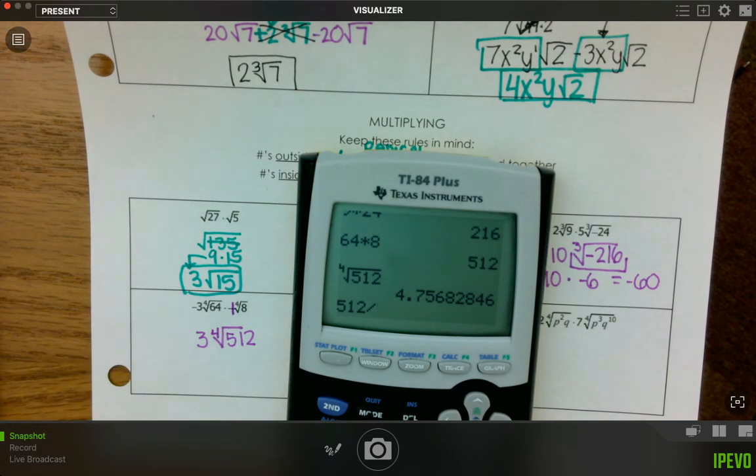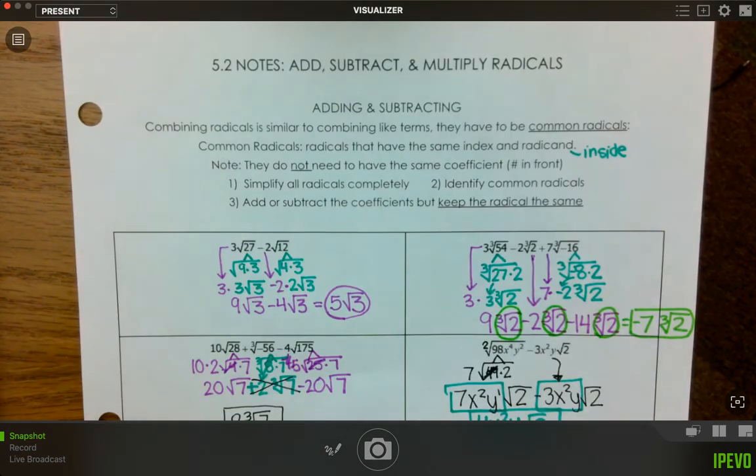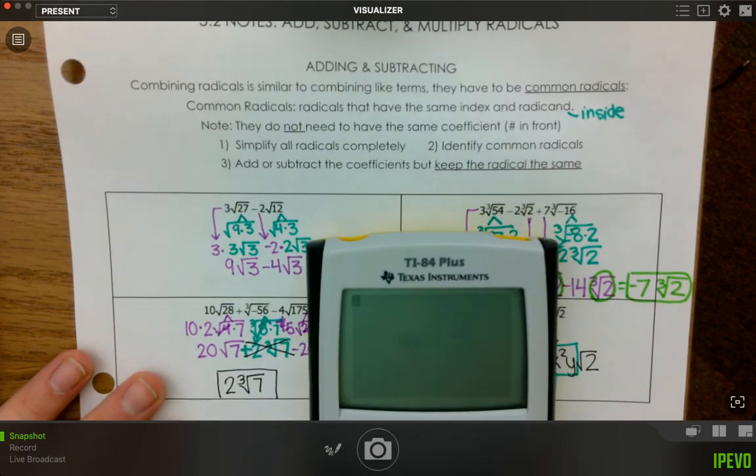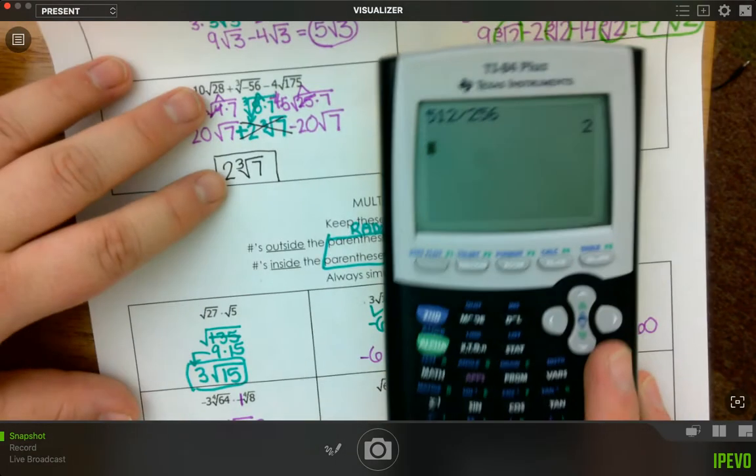Let's see. Our perfect cubes list had 216 on it. No. 343. So I'm trying the big ones first because I'm not even going to try it all. And I think I might have found it. 512 divided by 256. There we go. So 256 and 2.